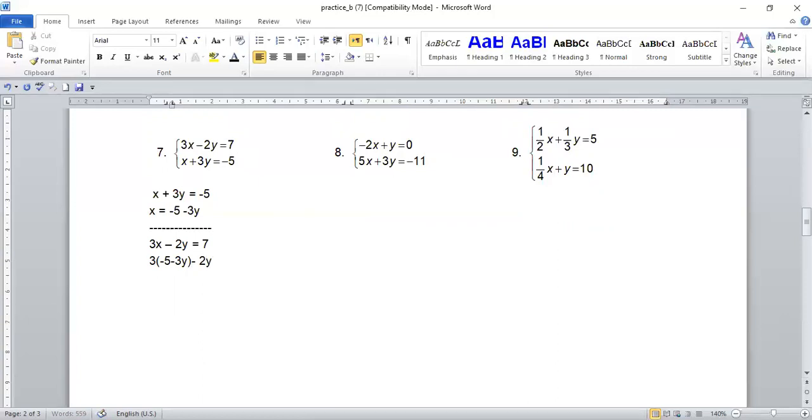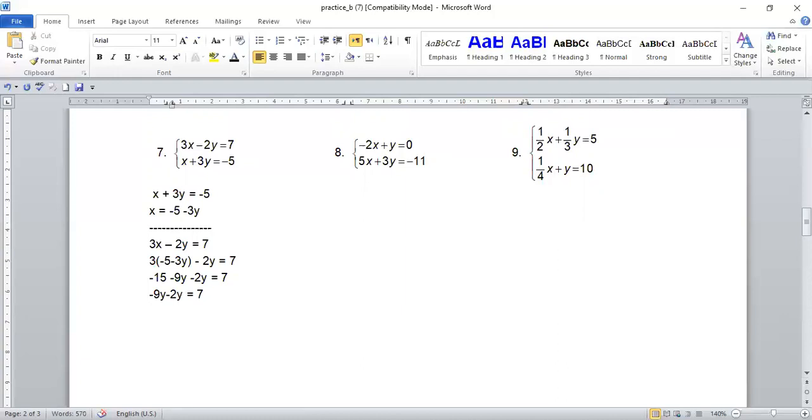minus 2y equals 7. Because the only thing we did is, in place of the x, I wrote this part which we changed. I just replaced the x with that part. All you need to do is solve it. 3 multiplied by negative 5 is negative 15. Then 3 multiplied by negative 3 is negative 9y. Negative 2y equals 7, which means negative 15, negative 9y, negative 2y, because they both are on the same side, nothing will happen to them.